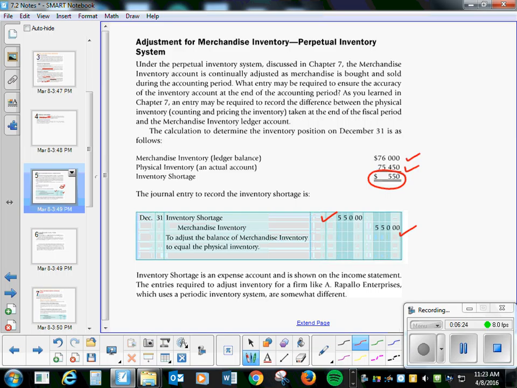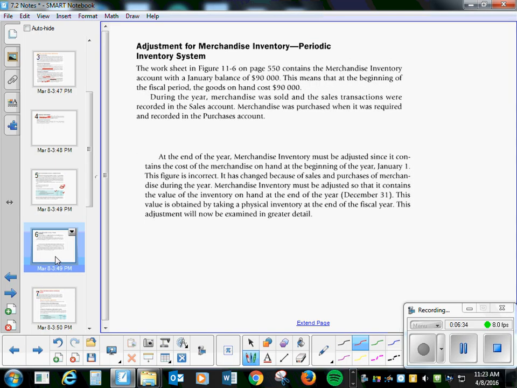The entries required to adjust inventory for a firm like A. Rapello Enterprises, which uses a periodic inventory system, are somewhat different. Okay, so now here's the periodic inventory system. The worksheet in Figure 11.6, if you look on page 550, contains the merchandise inventory account with a January balance of 90,000. This means that at the beginning of the fiscal period, the goods on hand were 90,000. During the year, merchandise was sold and the sales transactions were recorded in the sales account. Merchandise was purchased when it was required and recorded in the purchases account.